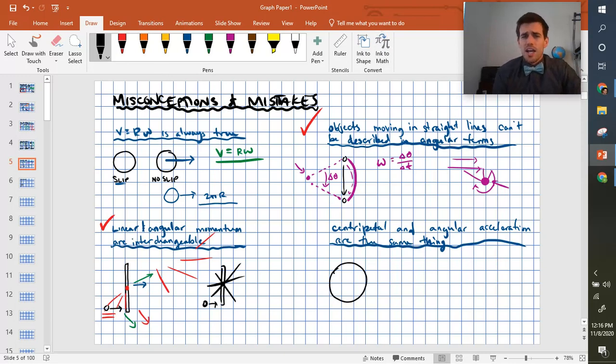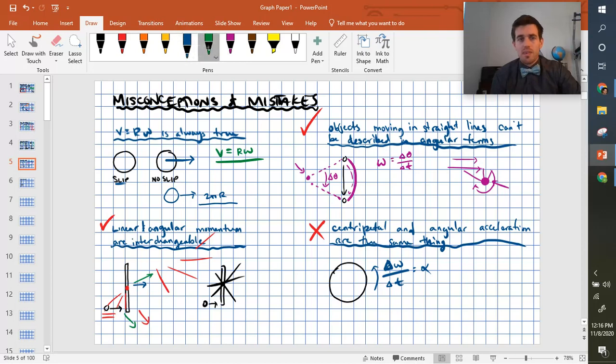Last thing, the last big misconception is that students talk about centripetal and angular acceleration, and think of them as being the same thing. Like they both sound like circle stuff. They both have the word acceleration, and so students try to use them interchangeably, but they're not interchangeable. If I'm talking about angular acceleration, I'm talking about the change in velocity. I keep using calculus notation. The change in angular velocity over time. So that's angular acceleration, and it has to do with how fast it's spinning.